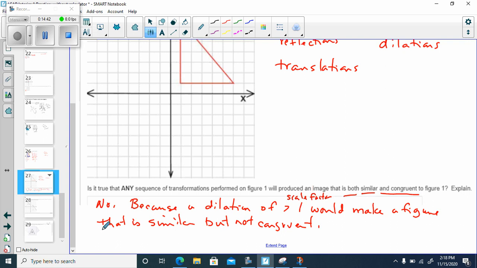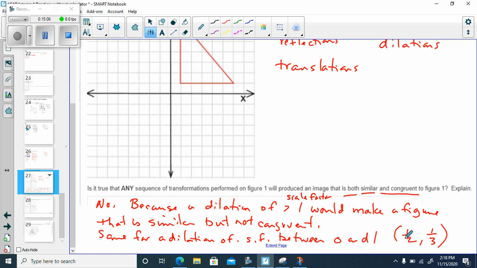Okay. Same for what? Same for a dilation of scale factor between 0 and 1. You know, something like 1/2, 1/3. Any of those would make the figure half the size of what it started as. It wouldn't be the same size, but it would be the same shape. Okay?